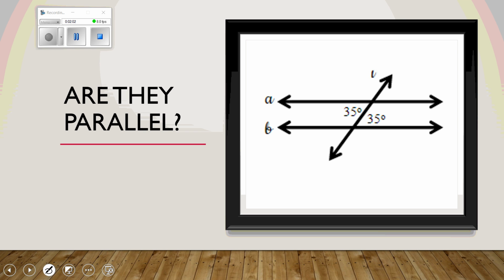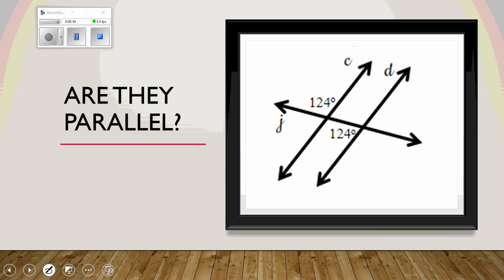So let's check. Are these two lines parallel? Well, 35 and 35 are alternate interior angles. And if you remember, alternate interior angles need to be congruent. 35 is congruent to 35. Therefore, yes, A is parallel to B by alternate interior angles.